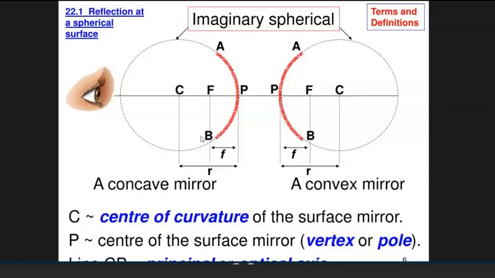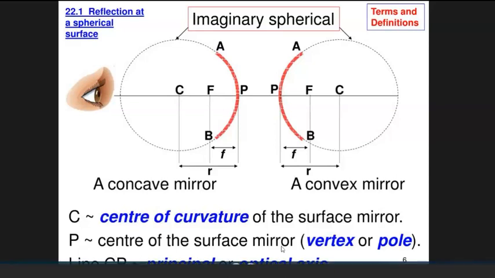So, just recapping the topics that I have taught you in the previous class. Here C is the center of curvature of the spherical mirror. A simple definition: the center of curvature of a spherical mirror is defined as the center of a sphere of which the spherical mirror itself is a part.